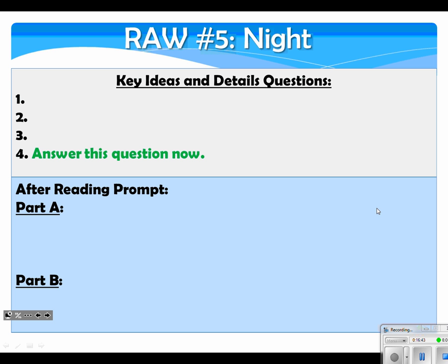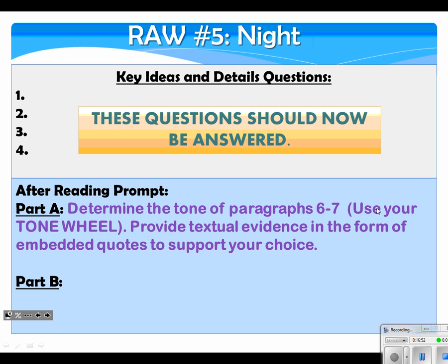Now, our next part is to get you folks, again, talking with your groups, which you've been doing, not a problem. But we're going to go ahead and work with part A of our next prompt, okay? Now, this one, you're going to work as a group. You're going to determine one significant tone that was transpiring between paragraph 6 and 7. So I want you to kind of refer back to your tone wheel, that blue half sheet of paper.